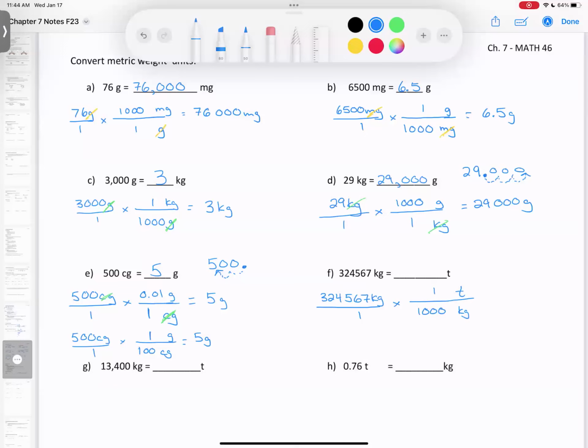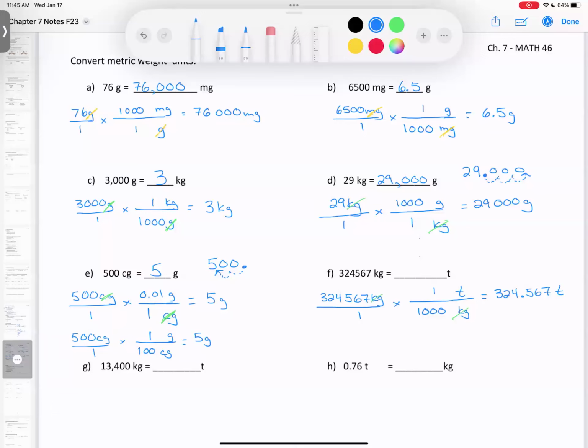Okay, so that means we're dividing this number by 1,000. Feel free to use your calculator on this if you prefer. Our kilograms are going to cancel. And so we're going to be left with 324 and 567 thousandths of a ton.